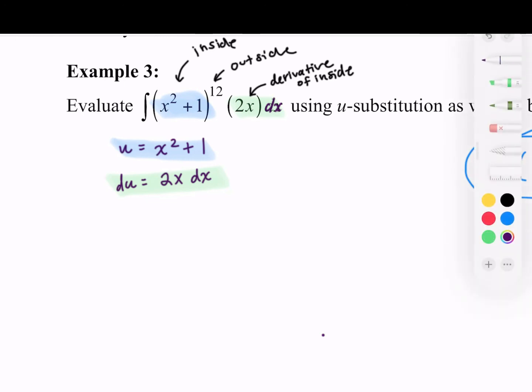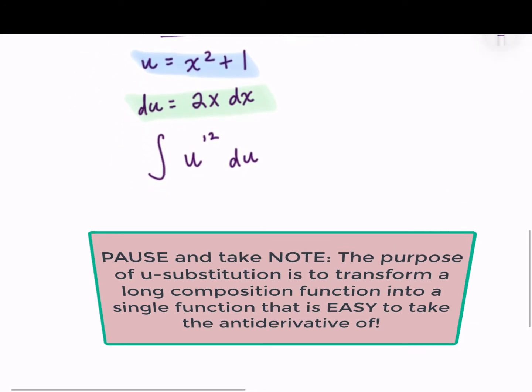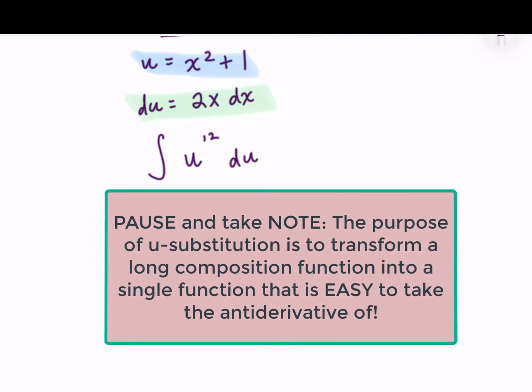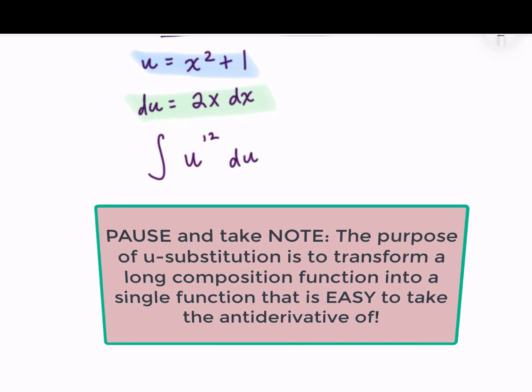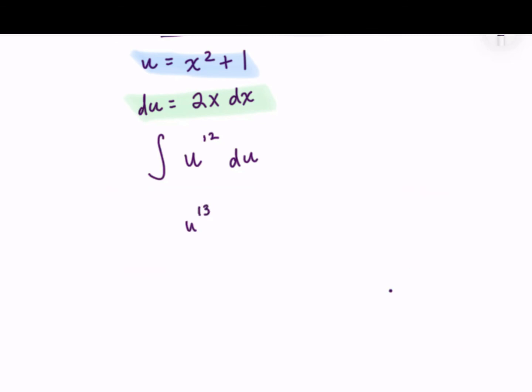So I'm going to rewrite my integral. Instead of x squared plus 1, I'm going to write u to the 12th power. And then instead of 2x dx, I'm going to write du. And so now instead of taking the integral of this huge, ridiculous chain ruled thing, I'm just taking the antiderivative of u to the 12th power. So the antiderivative of u raised to the 12th power is just u to the 13th, and then divided by 13 plus c.